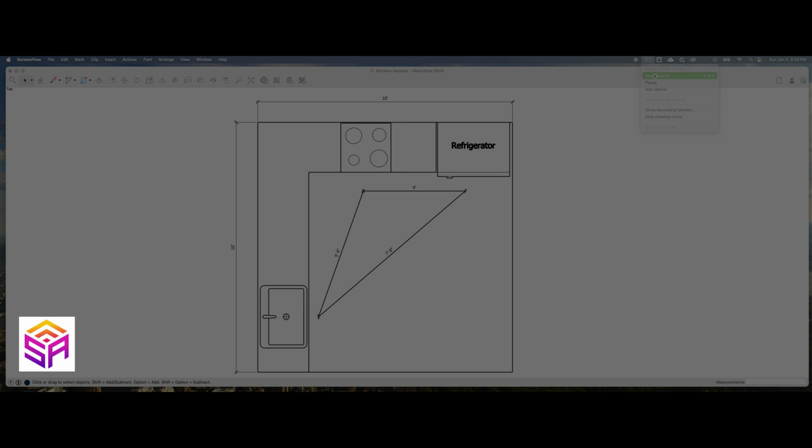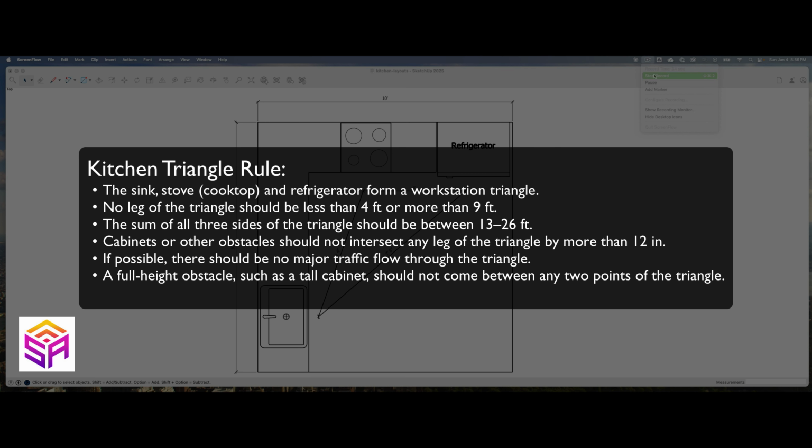Now, there is a rule in kitchen design. It's an old rule, tracing its origins back to the 1920s, and it's known as the triangle rule. The kitchen triangle rule is a classic design guideline that places the sink, the stove or cooktop, and the refrigerator in a triangular layout to create an efficient workflow. The idea is to minimize the steps between these main work zones for easier cooking and cleaning.